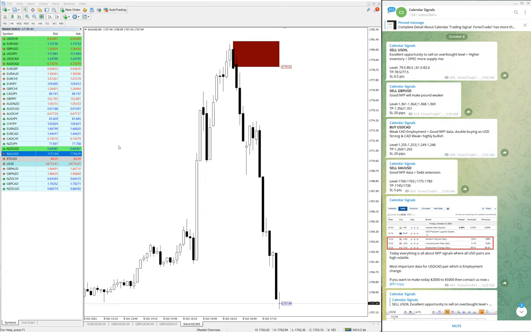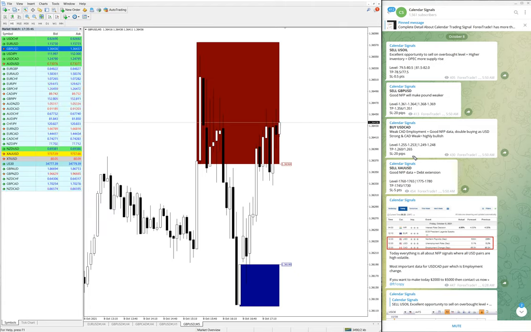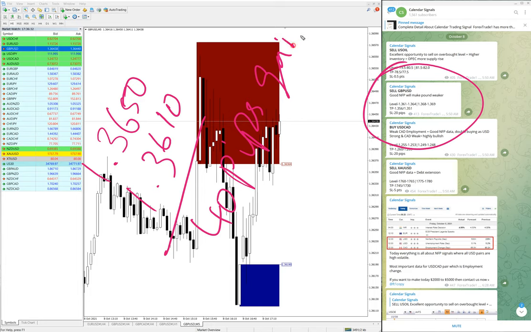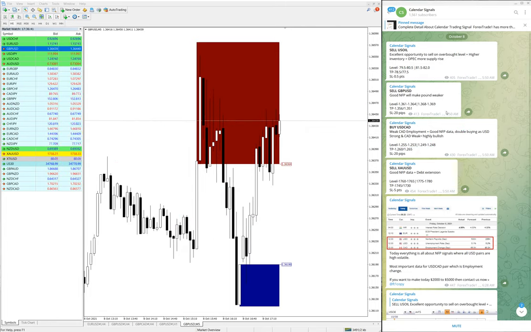We will move on to the next signal, which is GBPUSD. Here is the sell GBPUSD signal, and the reason is that good NFP will make the pound weaker. If the NFP data is positive, it will weaken the pound. Based on this reason, we gave the signal. As you know, the two data released today are very important for the US dollar. As you can see, on GBPUSD we made a small profit of 40 pips. The entry was taken from 1.3650 and it moved to 1.3610, which is a 40 pips gain on the GBPUSD sell signal. It is a small profit, but those who followed our signals and entry levels precisely would have made this easy profit.